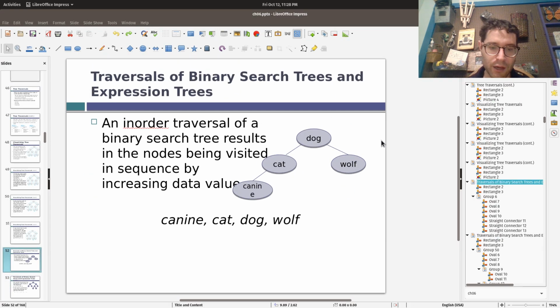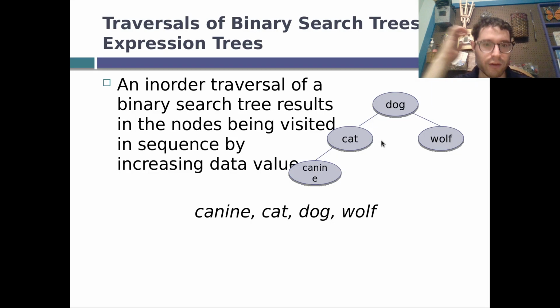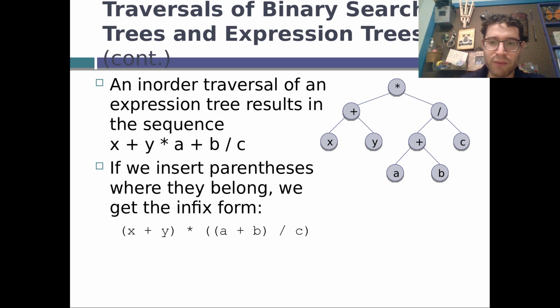Interestingly enough, of all those, the in-order traversal is probably going to be the one we use the most. But if we look back at those expression trees that we mentioned earlier in the chapter, we can break down this expression x plus y times a plus b minus c. And if we do an in-order traversal, we will get this sequence, which would be the infix form of this. And then we would have to put in the parentheses that were needed ourselves, but we can do that.